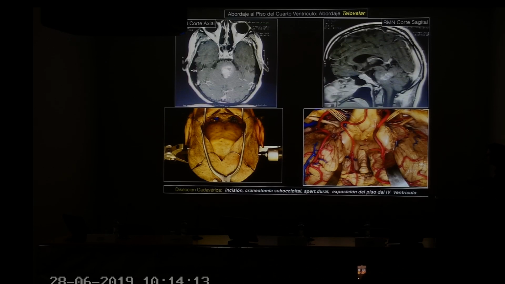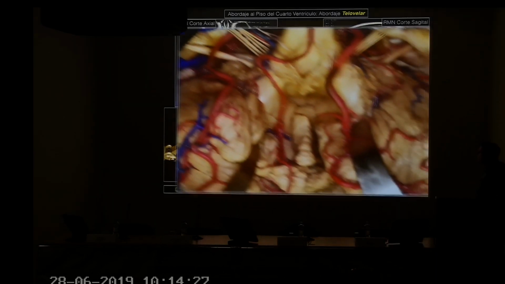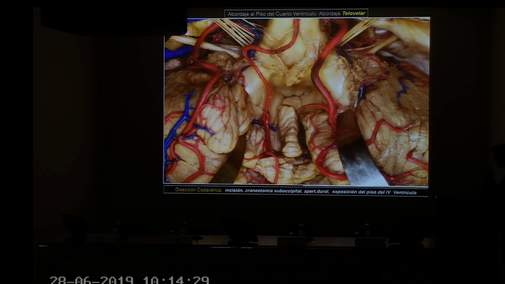If this is the middle line, here is the facial colliculus. Here is the vestibular area. If you take off the inferior velum medullare, you can expose the lower part of the fourth ventricle. This is the floor of the fourth ventricle. You see? This is a totally dissected area. You can see very well. Yesterday we did the same.